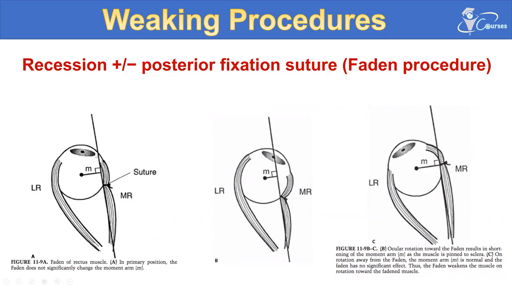It will not change the axis in the medial and lateral positions. So here we do the Faden suture. And when the patient is looking medially and laterally, then there will be no problem. There will be no effect of this medial rectus. He can look medially and laterally normal, but it will just adjust the muscle position in the primary position.